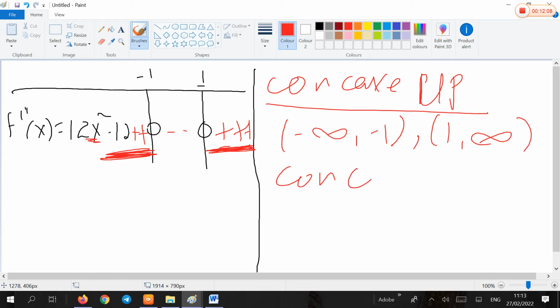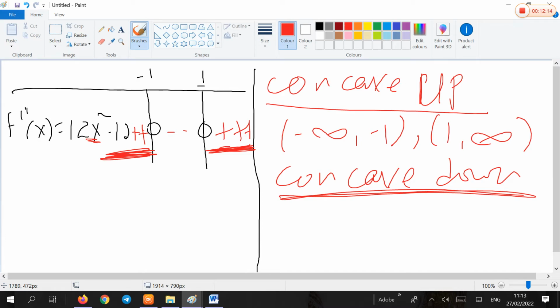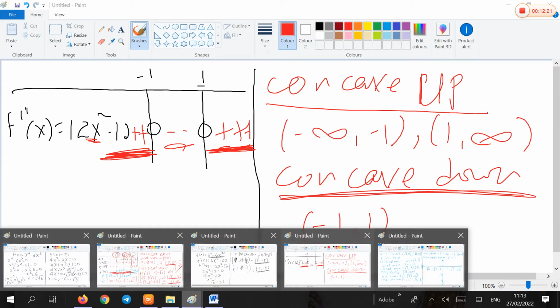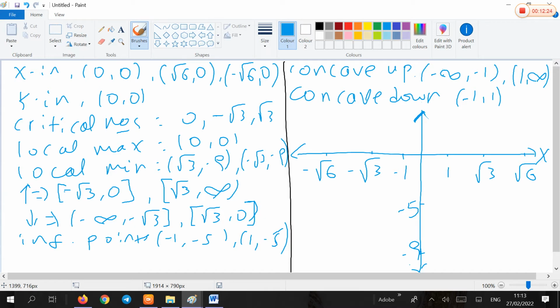And the graph is concave downward if the second derivative at x is less than 0, so that is between negative 1 and 1. Finally, let's sketch the graph of the function. Remember that the x-intercepts are 0, 0, square root of 6, 0, and negative square root of 6, 0. So the graph crosses or touches the x-axis at negative square root of 6, at 0, and at square root of 6. The y-intercept is 0, 0, so the graph crosses the y-axis at 0.